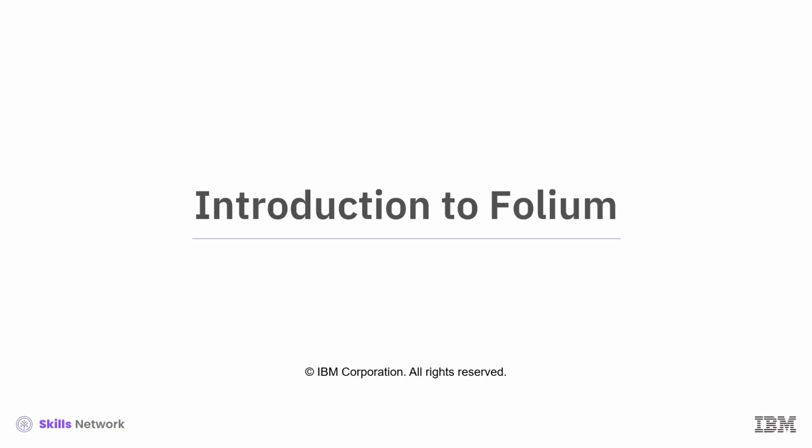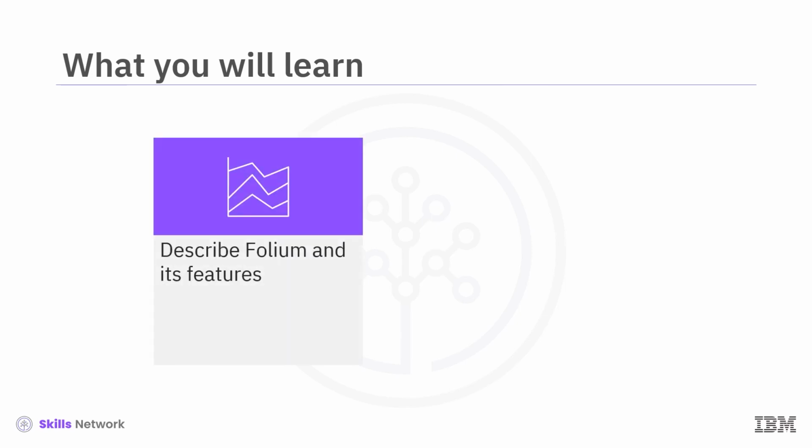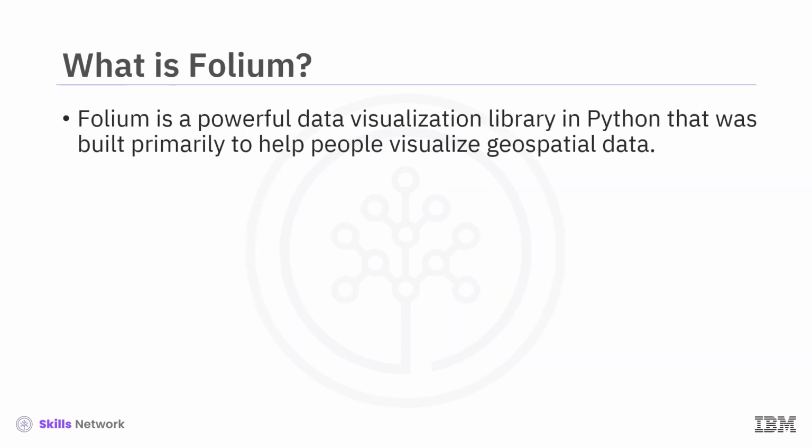Welcome to an introduction to Folium. After watching this video, you'll be able to describe Folium and its features, and explain what Folium is used for. Folium is a powerful data visualization library in Python that was built primarily to help people visualize geospatial data.